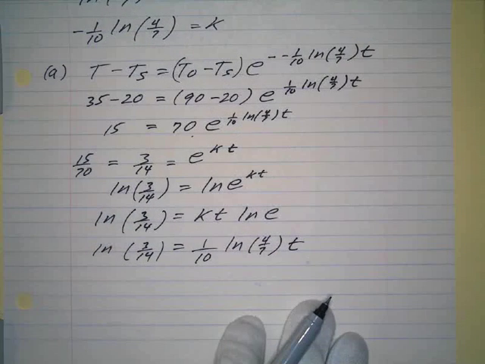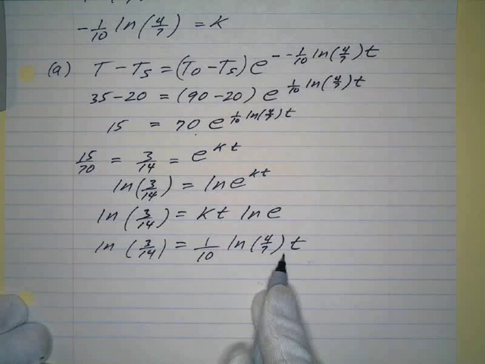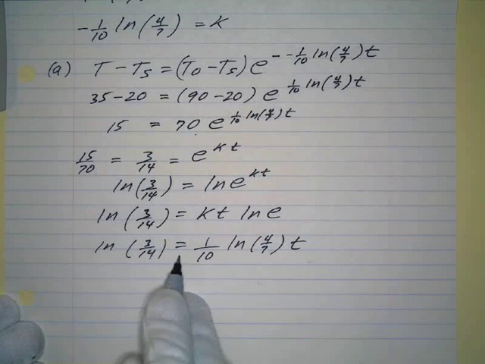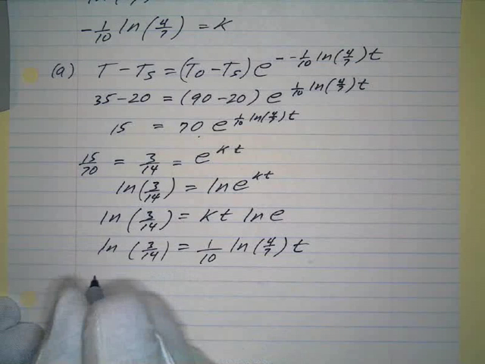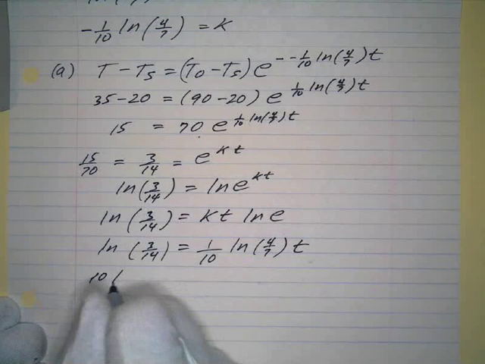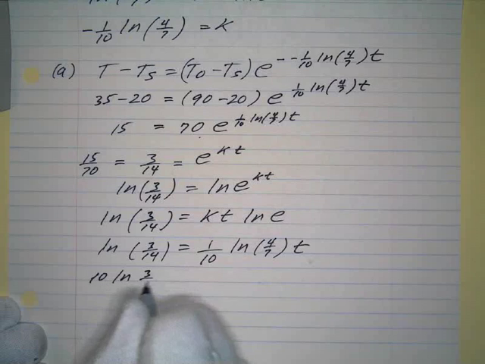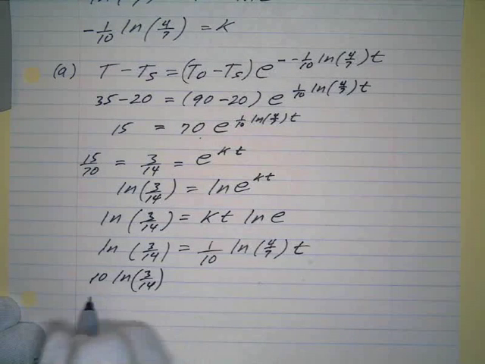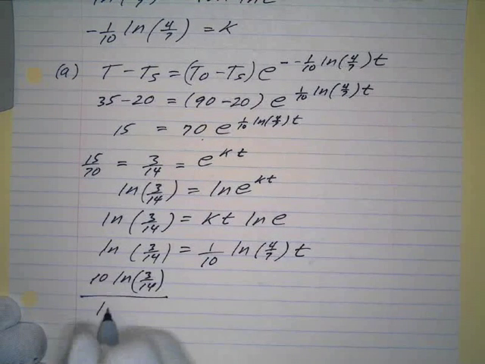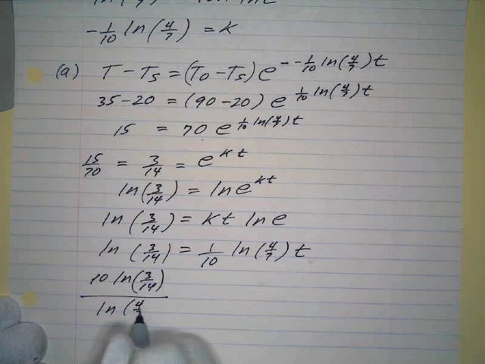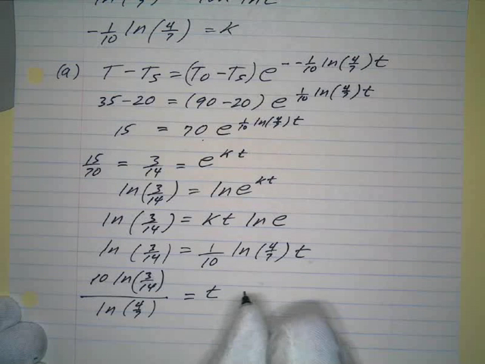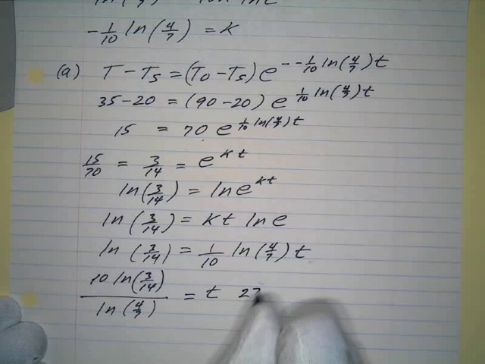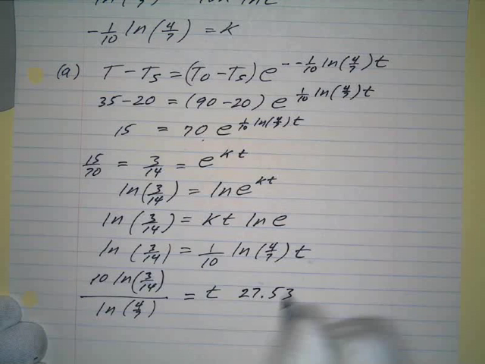And then in order to solve for t, I just multiply both sides by 10, and then I divide by the log of 4 over 7. So I've got 10 times the natural log of 3 over 14, all divided by the natural log of 4 over 7, and that equals t. If you work that on your calculator, you get about 27.53 minutes.